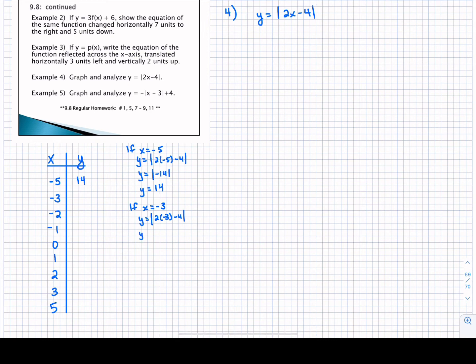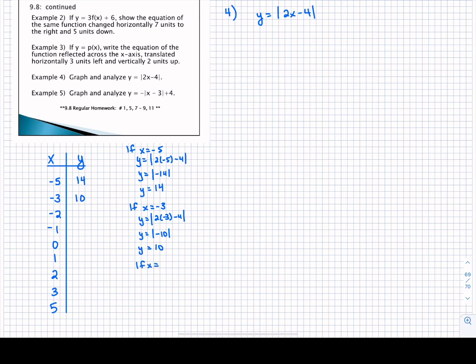So if we work from the inside out, 2 times negative 3 is negative 6, minus 4 is negative 10, and the absolute value of negative 10 is positive 10. So we've got positive 10 as your y value in the second coordinate.